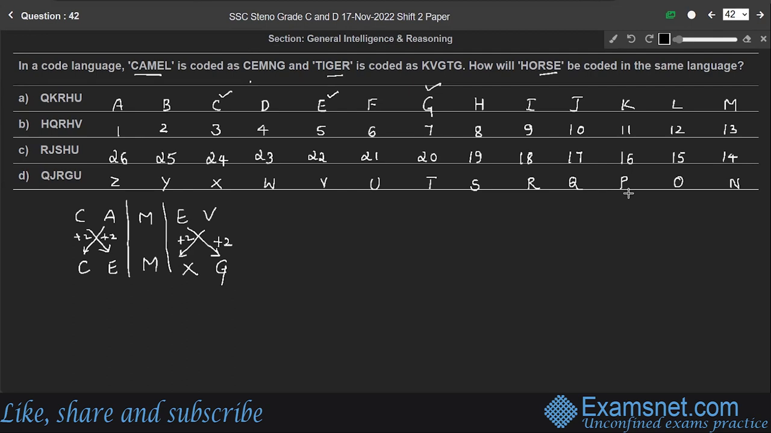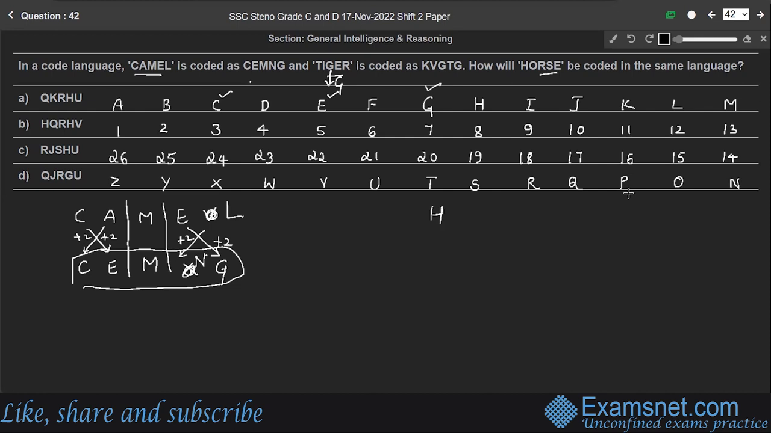Sorry, for camel, it is not V, it is L. L plus 2. L is 12, plus 2 is 14, which is N. C-E-M-N-G. Camel is coded as C-E-M-N-G. Similarly tiger: split the 5-letter word into 3 parts. The middle letter will be coded as it is, G itself in the word tiger, and the first 2 letters and last 2 letters will be coded in the reverse manner.